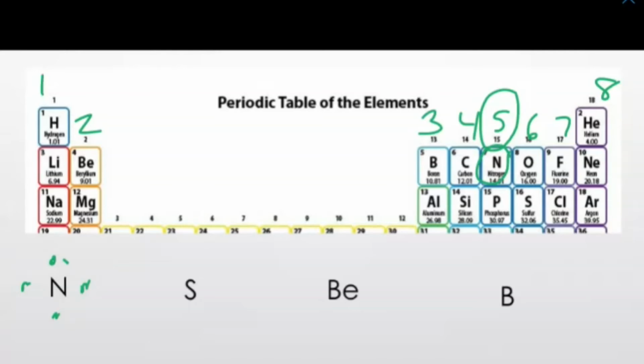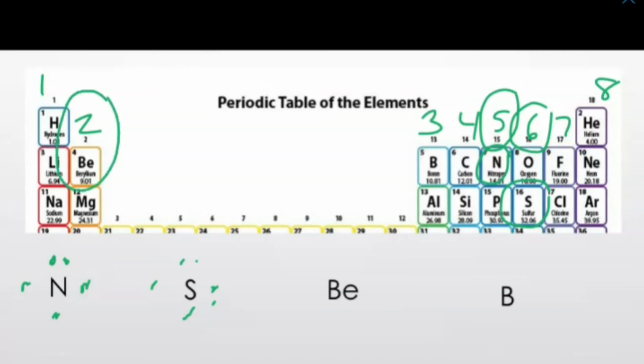But remember, these don't have to stay there. They can move around. Electrons are constantly moving. So there's my 5th electron for nitrogen. Sulfur is here. It has 6 electrons: 1, 2, 3, 4, and then 2 more for 5 and 6.